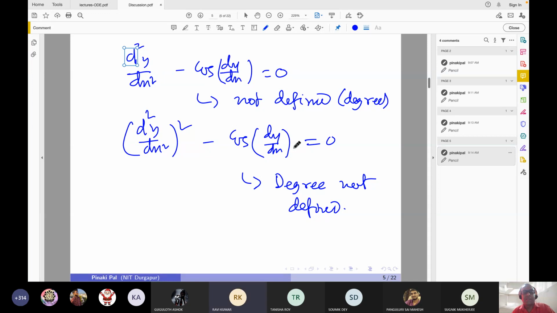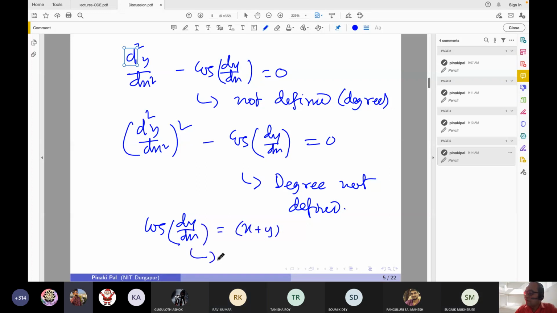Sir, cos dy by dx equals x plus y, is the degree defined? Cos dy by dx is equal to x plus y. Sir, here degree is 1, because we can write it as dy by dx equal to cos inverse of x plus y. So that I am not allowing in my definition. In this case it is not defined.